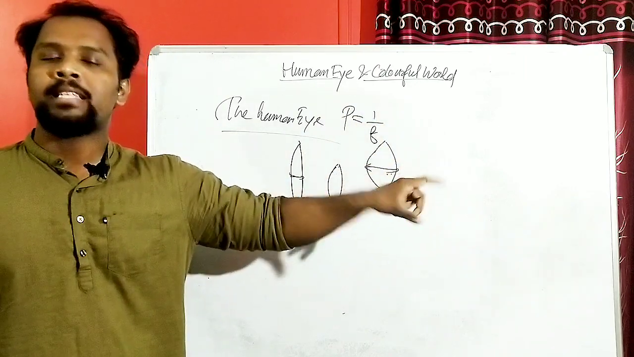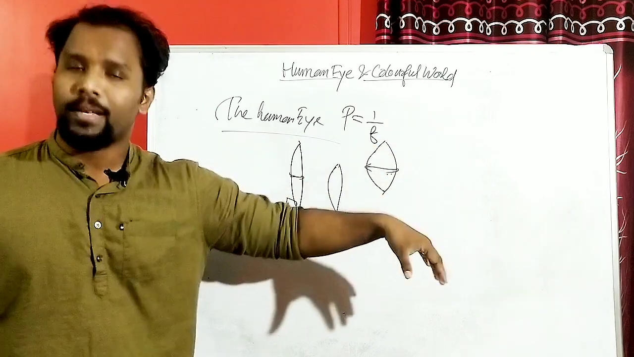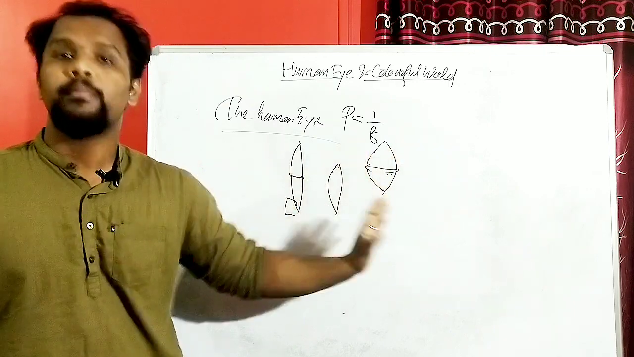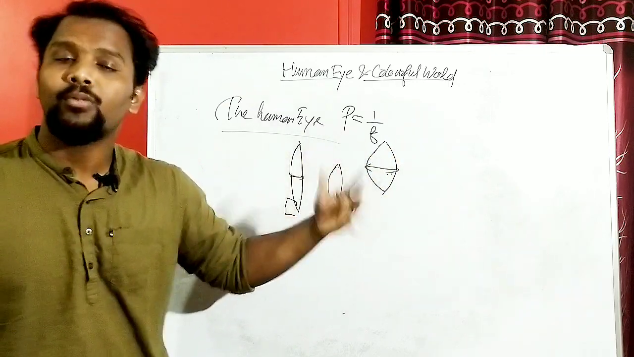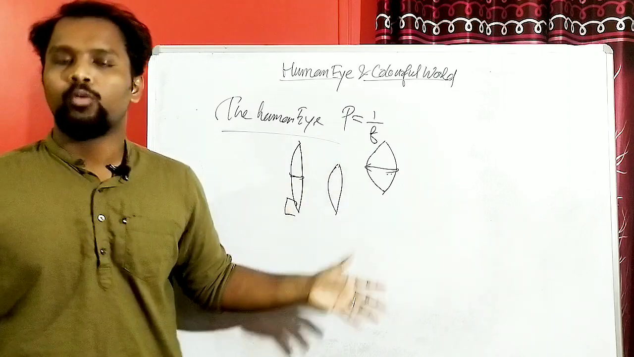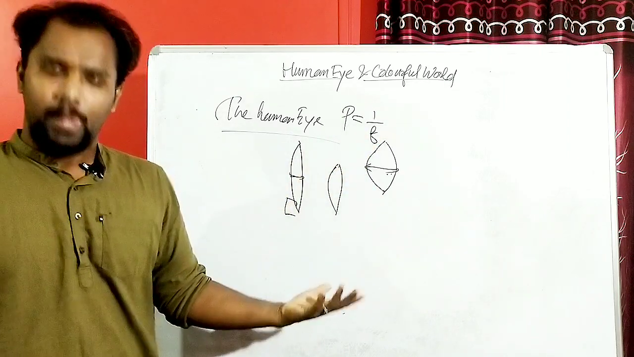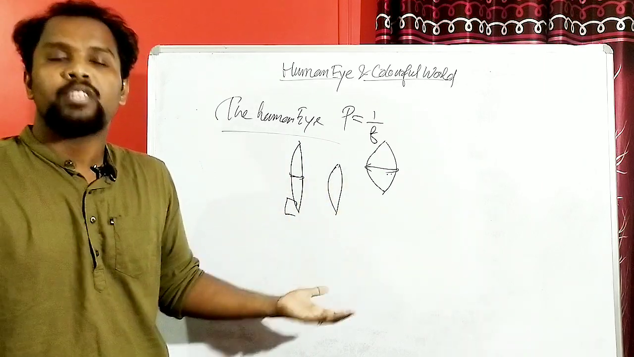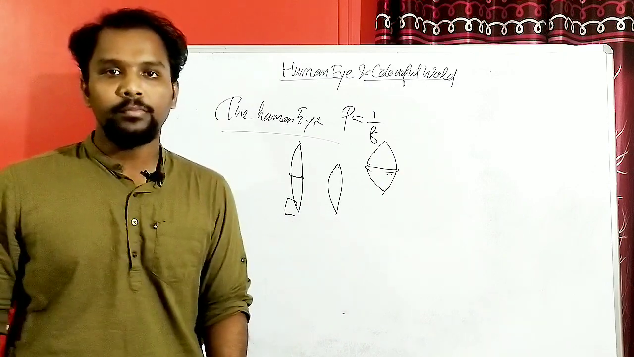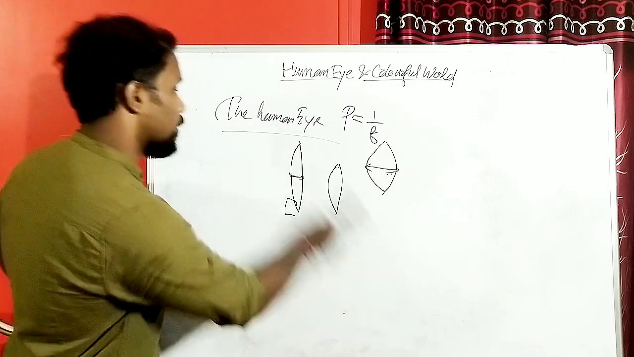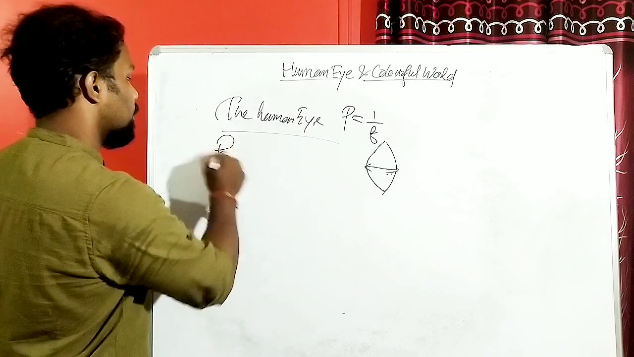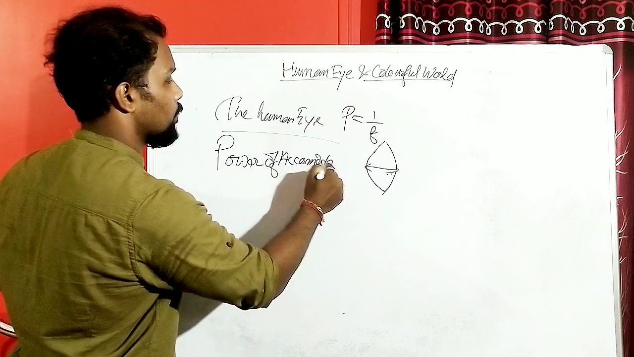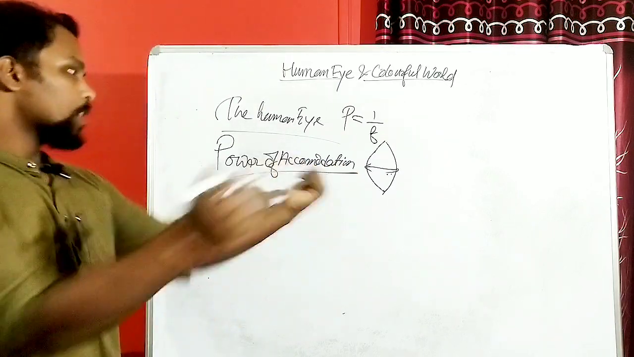Our eye lens has an inbuilt capacity to manage or modify that focal length, to keep the focal length short or long. This is a kind of ability. So this ability of modifying the focal length is known as the power of accommodation. So our next topic is nothing but the power of accommodation.